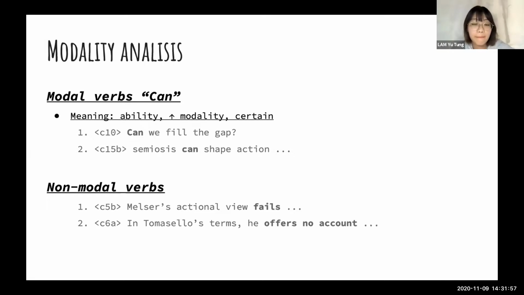Other stative verb phrases like fails to and offer no account of, in clause 5b and 6a, also show high modality and high certainty of the author's view.